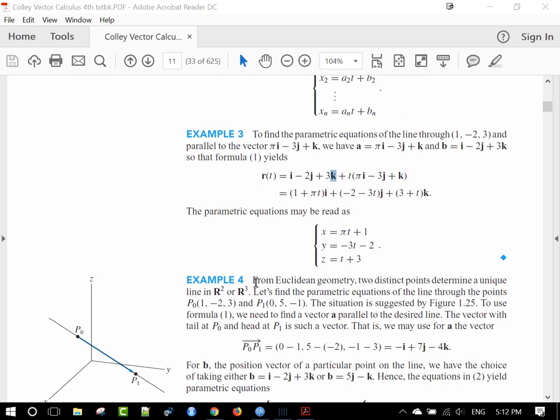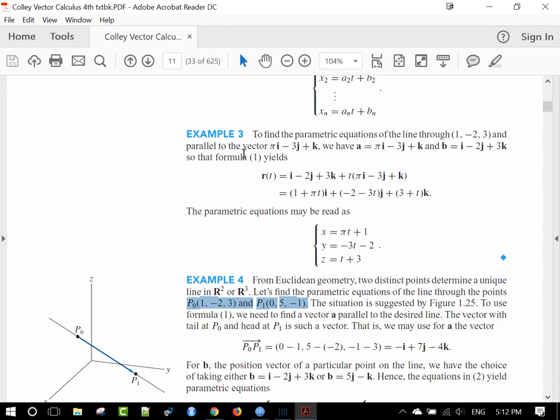Okay, example 4 is basically the same thing, but here they say find the parametric equations of the line through these 2 points. So before, in the last example, they gave us not 2 points, but they gave us 1 point and parallel to A, right? Now they're giving us 2 points, so we have to figure out what A is by ourselves, but that's not too hard. We just figure out the displacement vector between these 2 points, and that's RA, and then you can do the same thing that we did here. So you can look at that yourself.